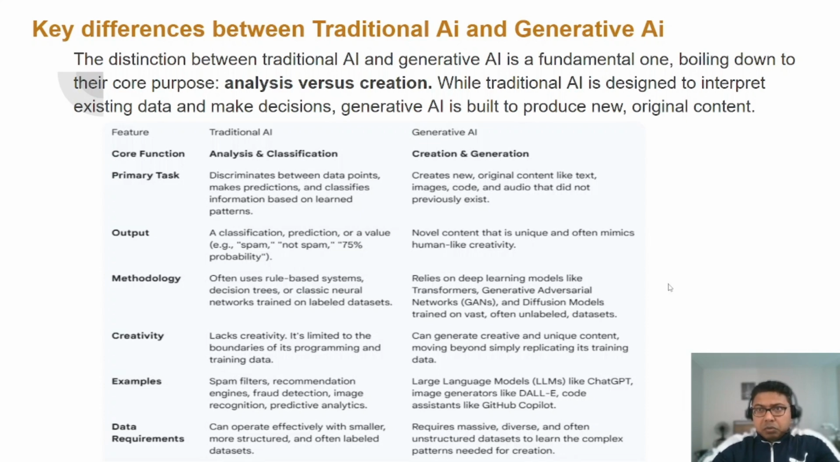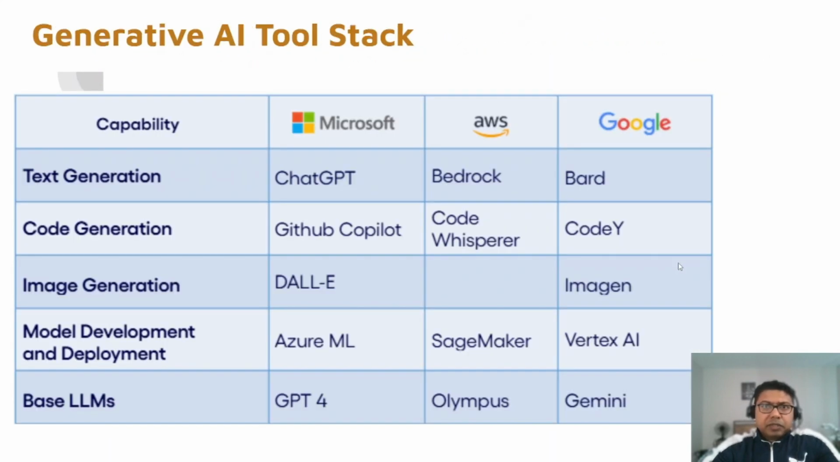So I hope now you all have an idea about what generative AI is and how it generates the content. We'll move to the next slide. So this is the generative AI tool stack, just to know who the key players of generative AI are. The key players are Microsoft, AWS, Google, and Facebook is also there. Microsoft holds ChatGPT for text generation. AWS has Bedrock for text generation. Google has Bard for text generation.